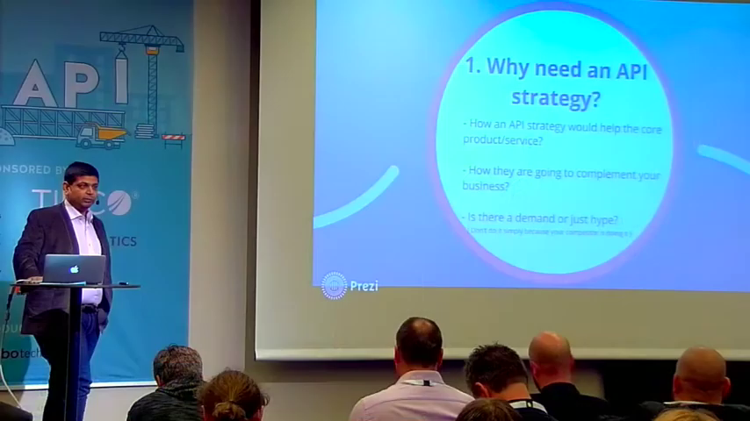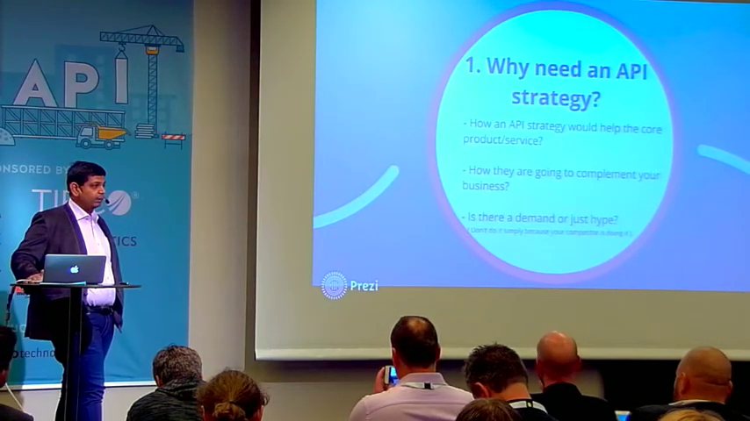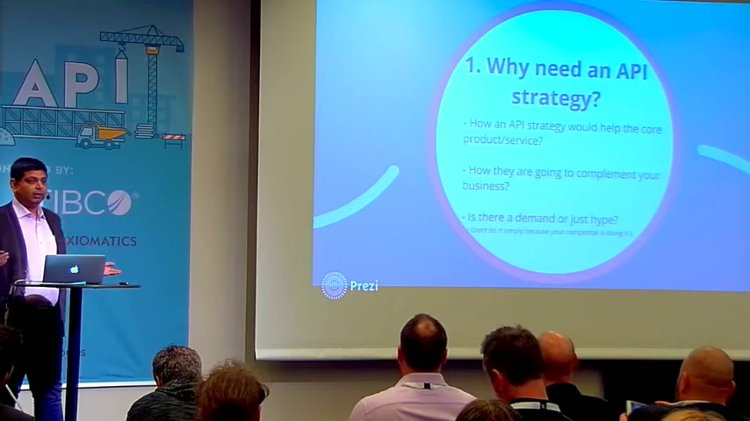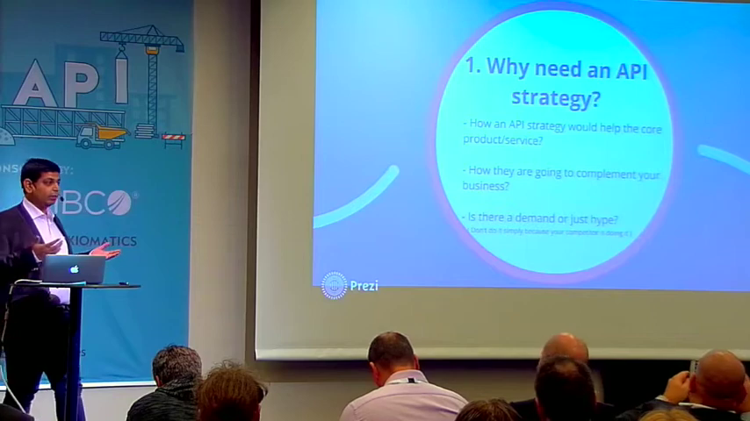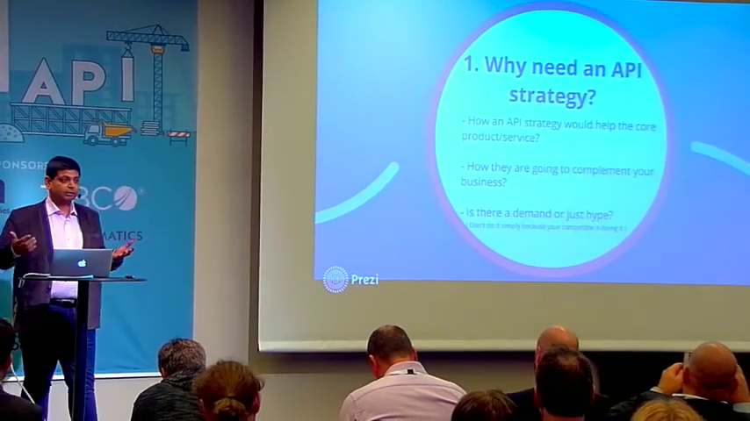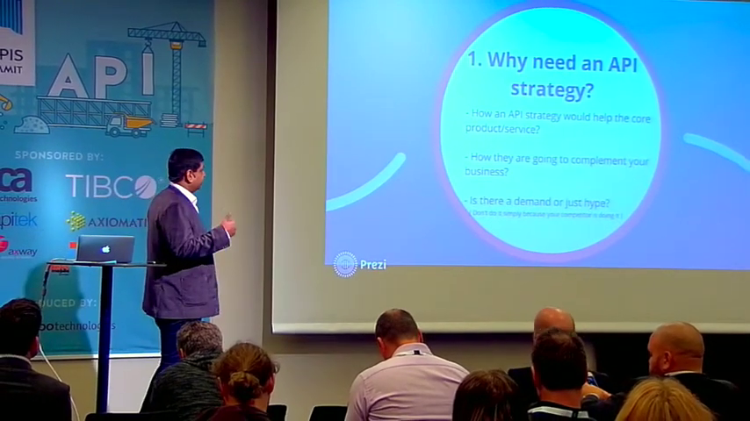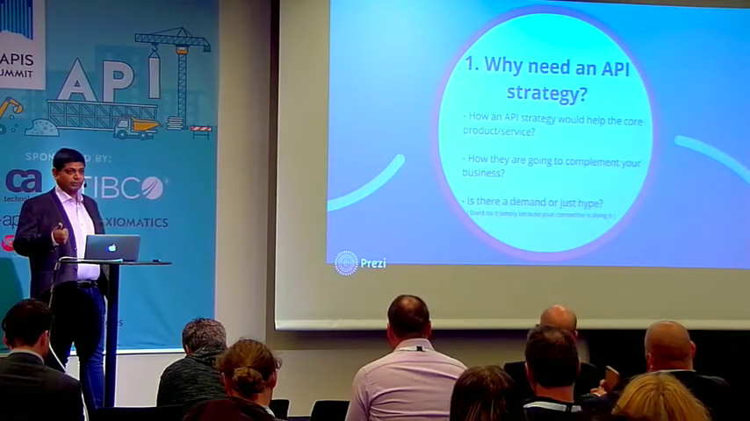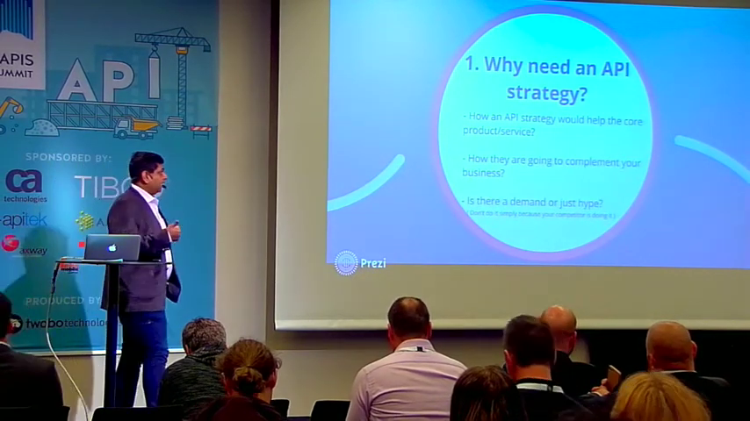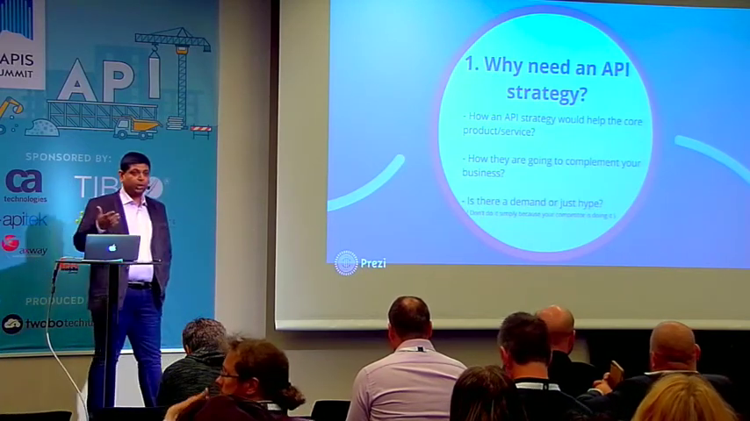Okay, so basically, when you want to start building an API, why do you need an API? You need to ask your company, why do we need an API? Is it something that you have been hearing from too many competitors or too many other people talking about, you need an API, so let's go and build an API? No. For an API strategy, you need to ask your company a question: how would an API strategy help your core product or your service?